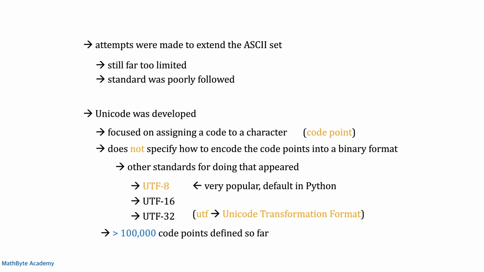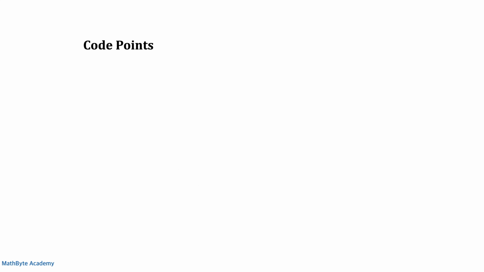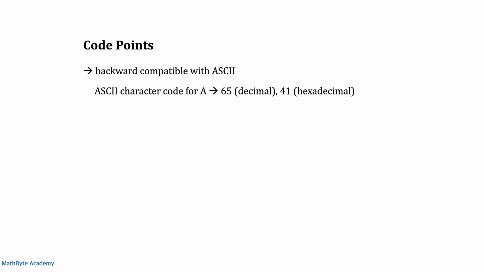And at this point in Unicode, there's well over 100,000 characters or code points defined so far. That's way, way more than the 128 or 90-odd printable characters that ASCII had. So let's look at code points. First of all, they were made to be backward compatible with ASCII. ASCII is so prevalent, even today, that it needed to be compatible.